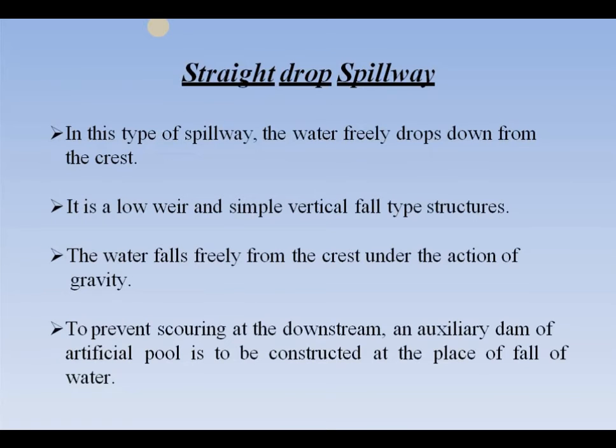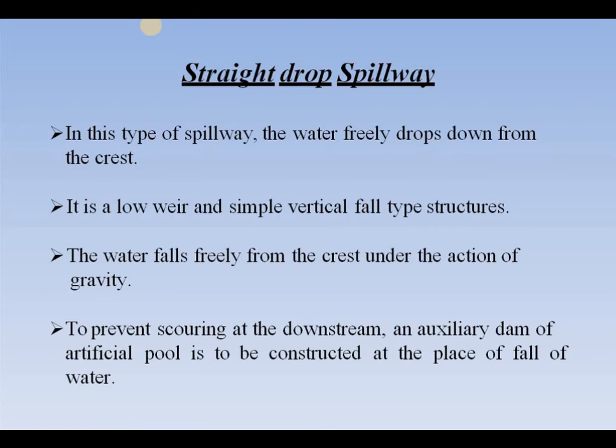So first one is a straight drop spillway. Right? We can also say free spillway. So a free spillway is a type of spillway in which the control structure consists of a low height, narrow crested weir, and the downstream face is vertical or nearly vertical, so that the water falls freely, more or less vertically. So in this type of spillway, water freely drops down from the crest. So it is a low weir and a simple vertical fall type structure.